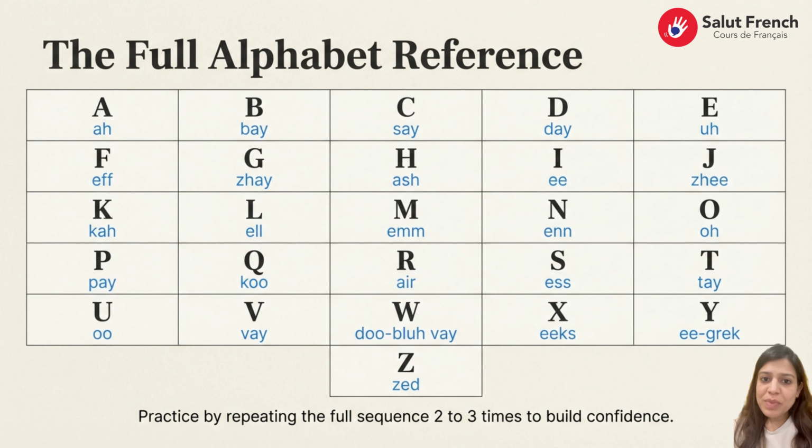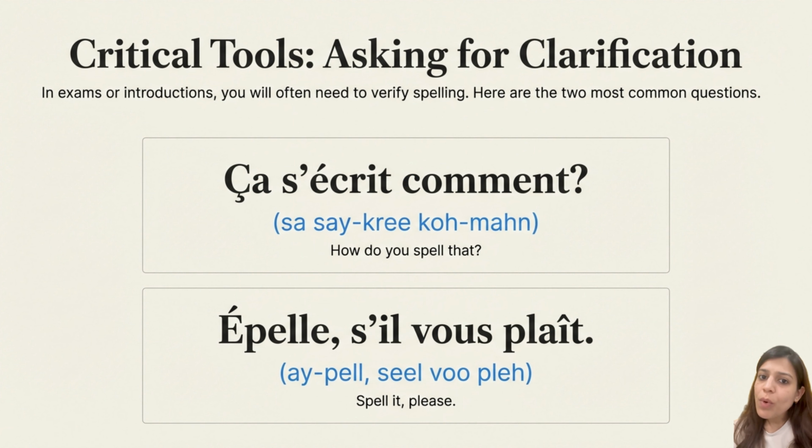So these are the alphabets in French, and you must practice them by repeating them 2 to 3 times and getting confident gradually. Alright? So the 2 most common questions in this topic of alphabets are: Ça s'écrit comment? Et épelez s'il vous plaît. You can see that on the screen. It's called how do you spell that? Or spell it please.